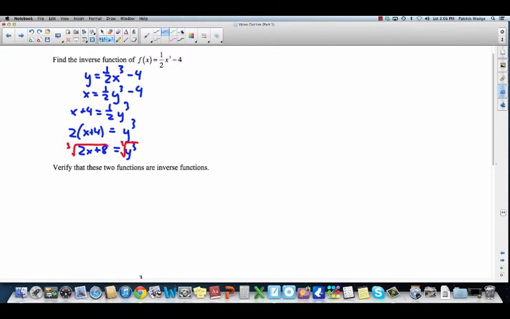Do I put plus minus? No, you don't put plus minus in this case. You only do that with the even indices. If it's an odd one, you don't do that. I can talk about that some other time if you want.